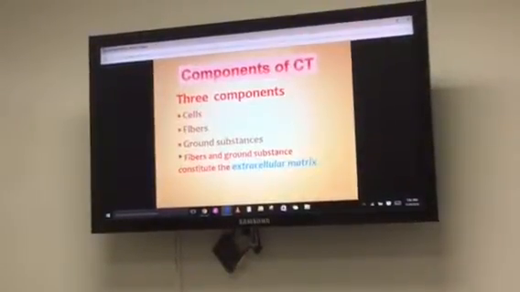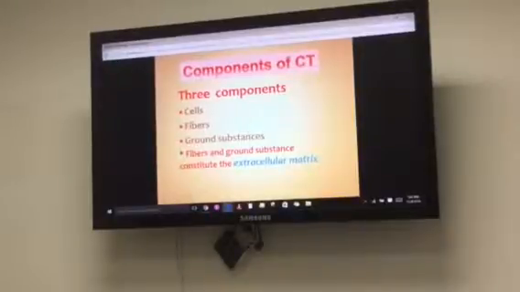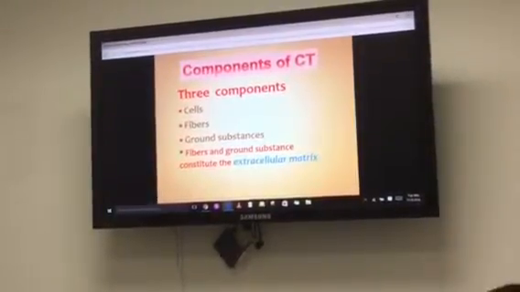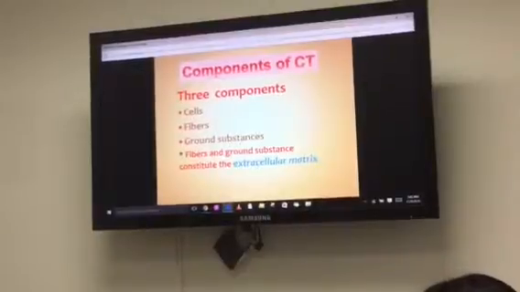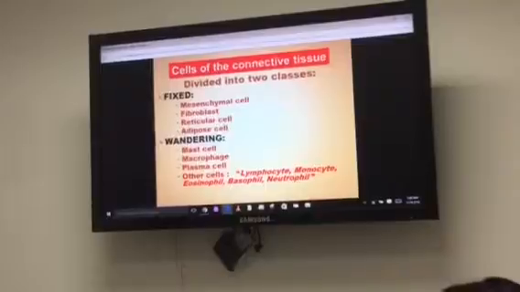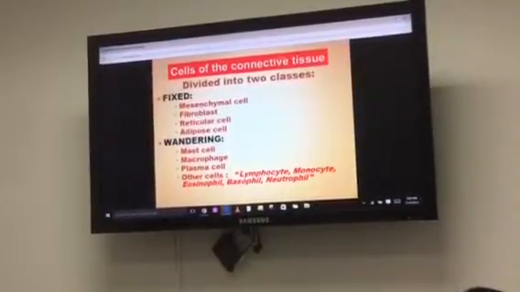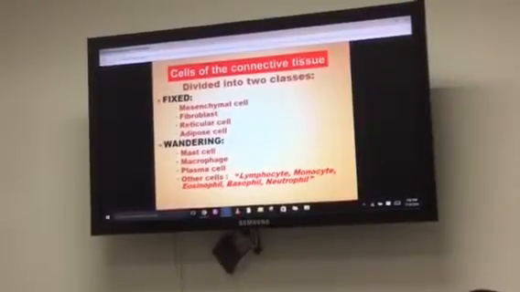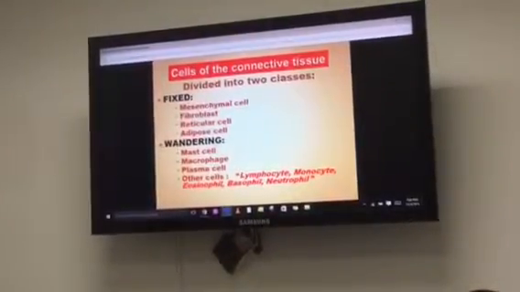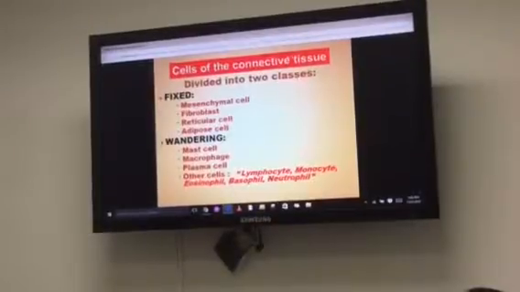Then there are the components of the connective tissue. There are three parts: cells, fibers, and ground substance. Ground substance is like the extracellular matrix of the connective tissue. And the three components are broken up into other subgroups. So we're going to go first with cells. The cells of the connective tissue have two classes, either fixed or wandering. Those are the examples, and we're going to go through that.